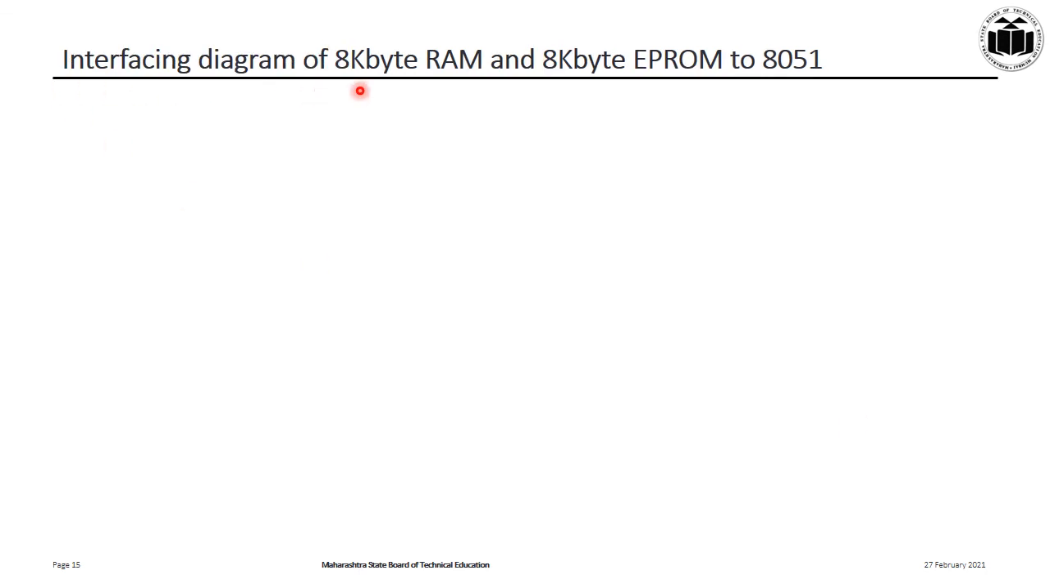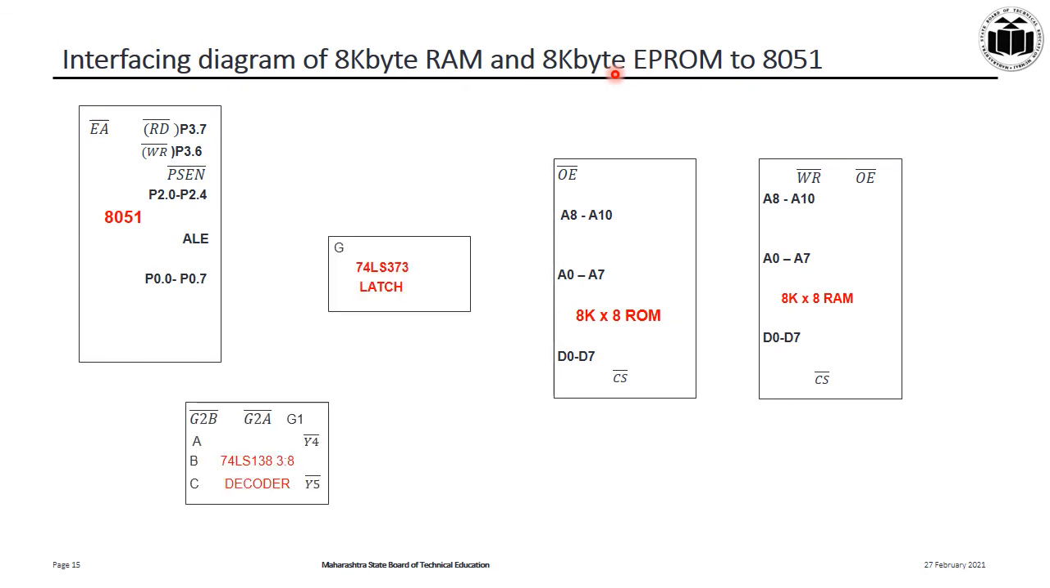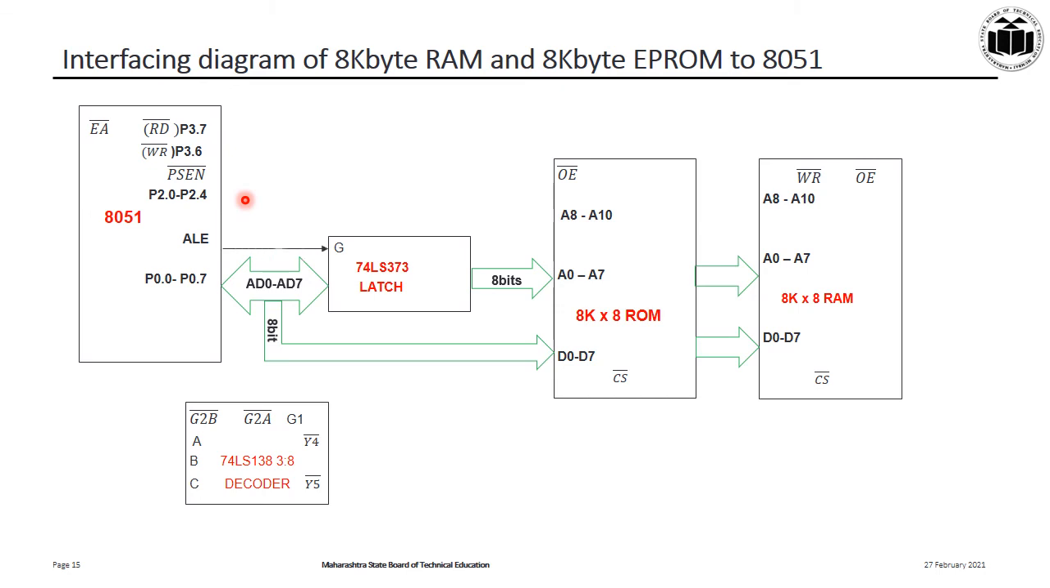Let's try to interface 8 kilobyte RAM and 8 kilobyte ROM to 8051. The major blocks: the lower order address and data, ALE to the latch to demultiplex address and data, higher order address from A8 to A12. Because we are interfacing 8 kilobyte RAM, we will need a total of 13 address lines. So 8 lower and 5 higher.